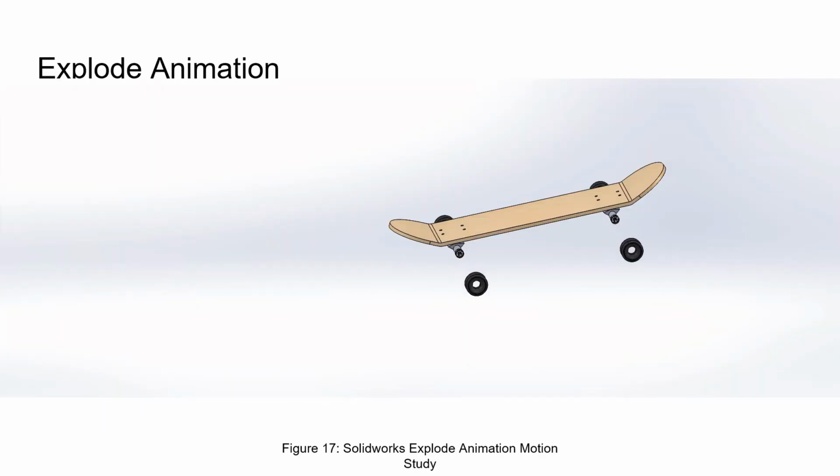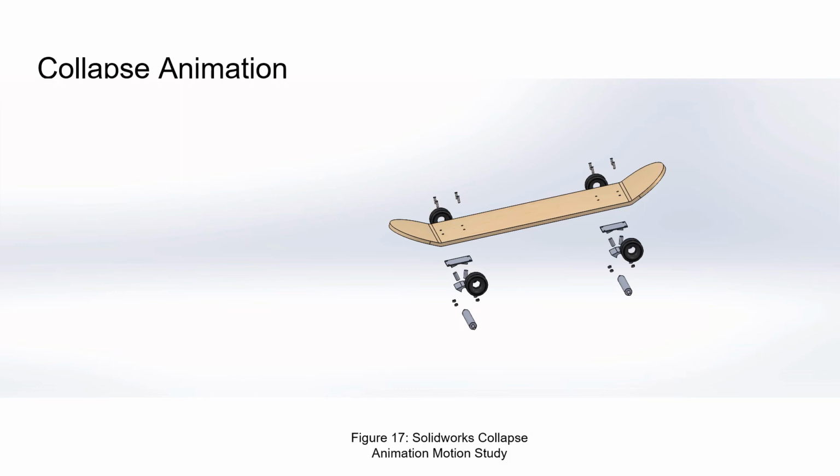This is our first animation, and it's Explode, and it shows all the parts of the whole assembly coming apart, from the board to the truck plate assembly to the bearings and the nuts and the screws, showing how they all work together. And this is the collapse animation, and it is showing just the reverse, everything coming back together, how they all fit into place.